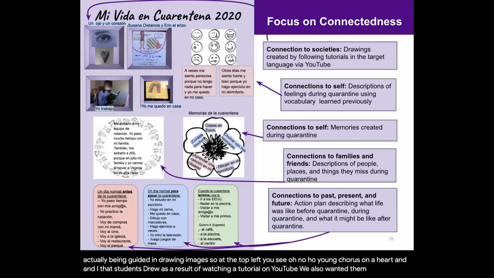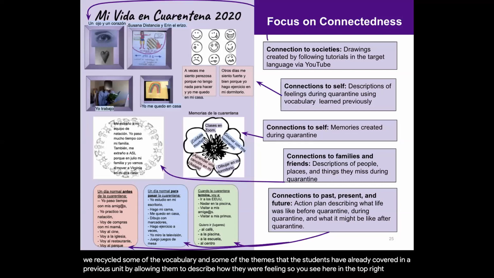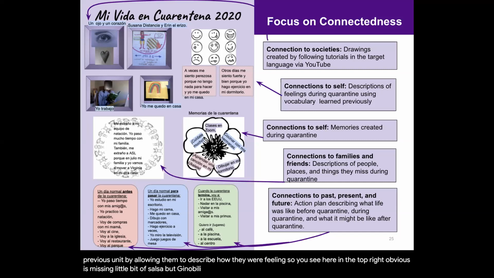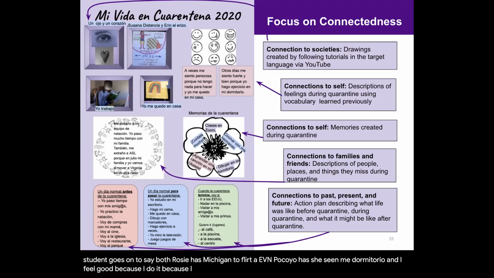We also wanted them to continue to think about their connection to self and really process how they were feeling. And so here we recycled some of the vocabulary and some of the themes that the students had already covered in a previous unit by allowing them to describe how they were feeling. So you see here in the top right, a veces me siento perezosa porque no tengo nada para hacer y me quedo en casa. So sometimes I feel a little lazy because I don't have anything to do and I'm staying at home. And then the student goes on to say, otros días me siento fuerte y bien porque hago ejercicio en mi dormitorio. There are other days that I feel strong and I feel good because I exercise in my room.